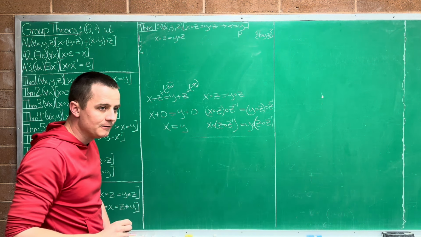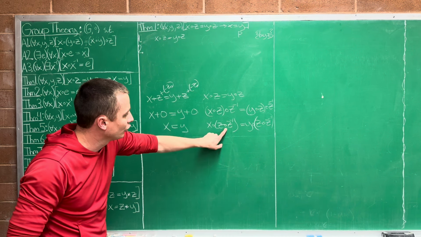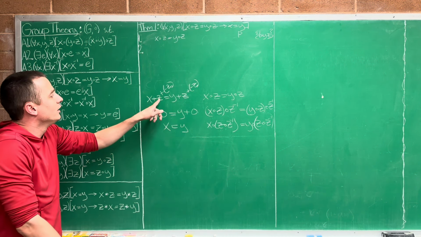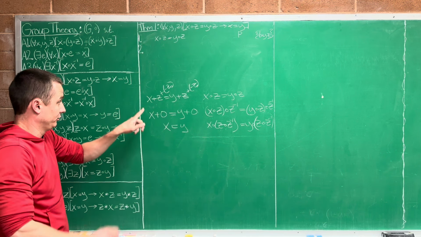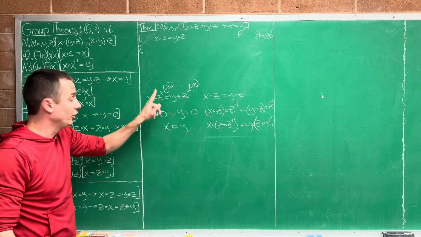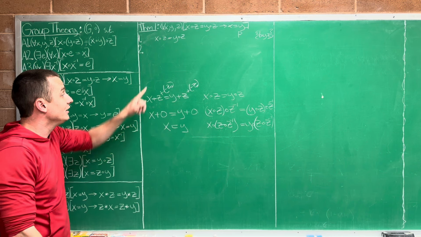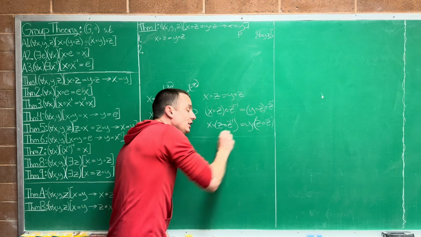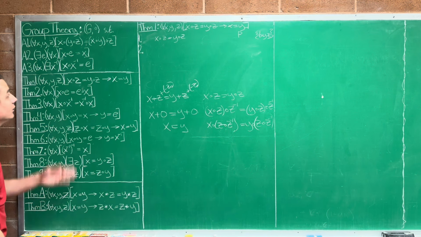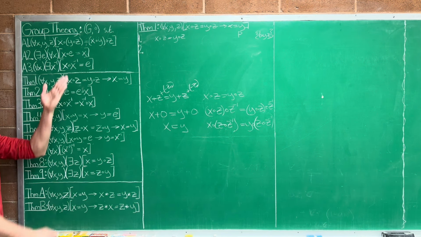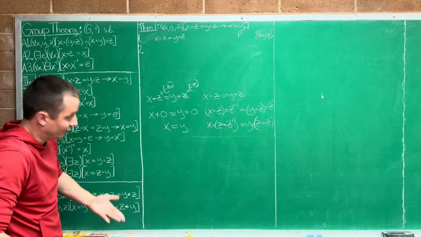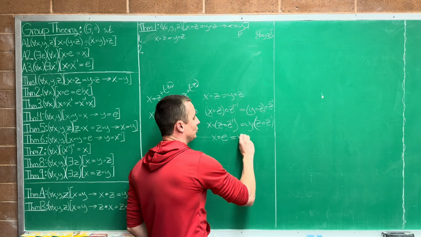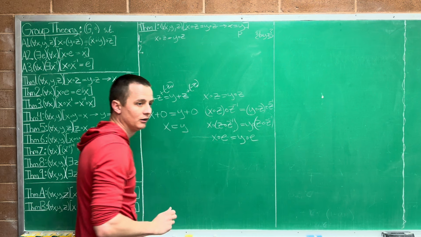With me? And now what is z circle z inverse? Oh, z plus its inverse gave us its identity element. What is z circle z inverse going to give me? It's going to give me its identity element, whatever that is, which is e. So this is the same thing as x circle e is equal to y circle e.